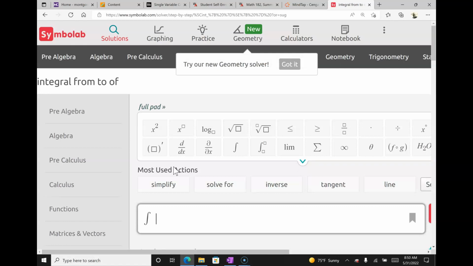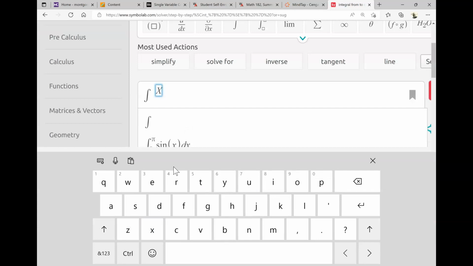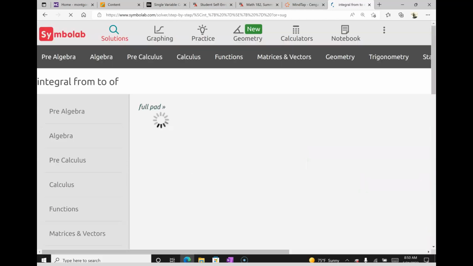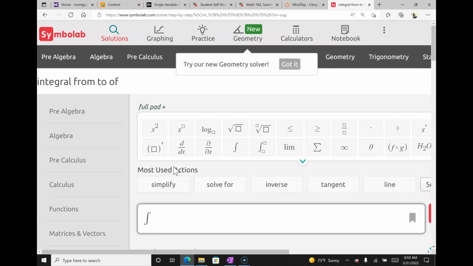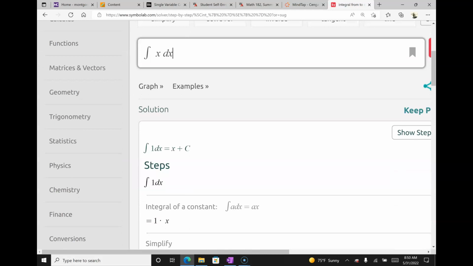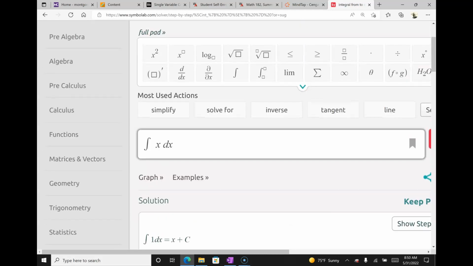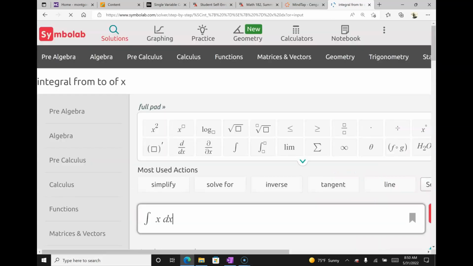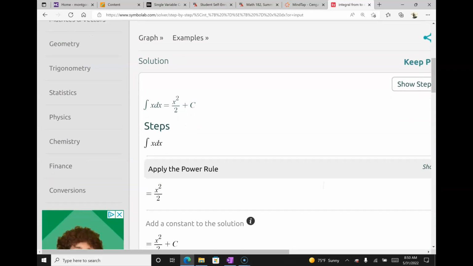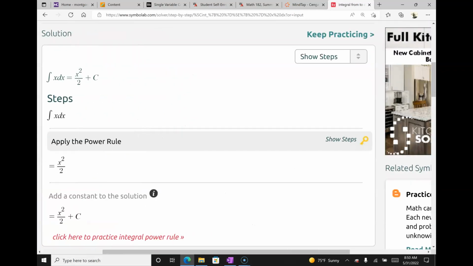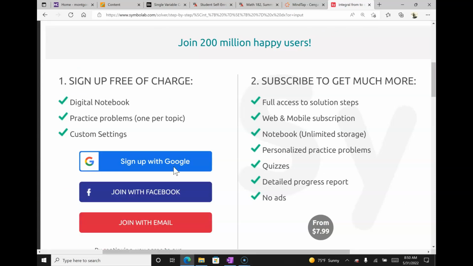So what did I have? Oops, sorry. Yeah. So I'm just typing in x dx. There is kind of a space there. The dx and the integral symbol are the operator. But I think if you don't type it, it will still give it to you. Right, and then here, I can just say go. And there's my answer, right? And then I can also show steps. Not that there's much there. You have to sign in to see the steps. So create an account and sign in or something like that.